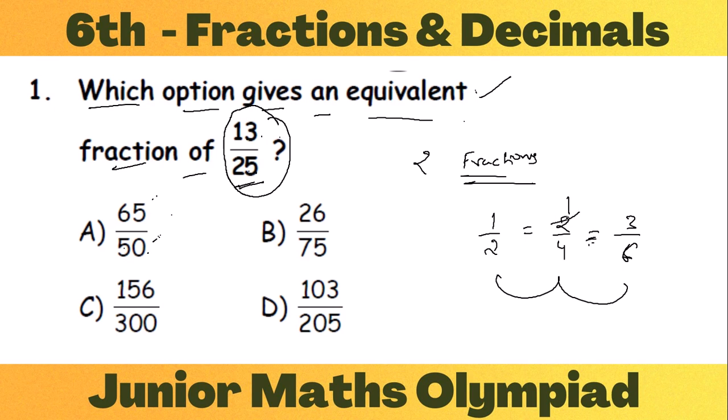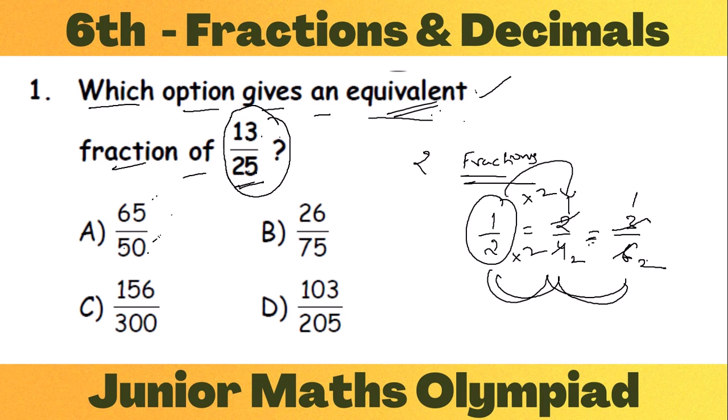2 by 4 can be simplified to 1 by 2. 3 by 6 can be simplified to 1 by 2. Like that, though they look different, if they have the same value, they are said to be equivalent, which means if one fraction is multiplied or divided by the same quantity, then the resulting fraction is said to be equivalent to the first one.